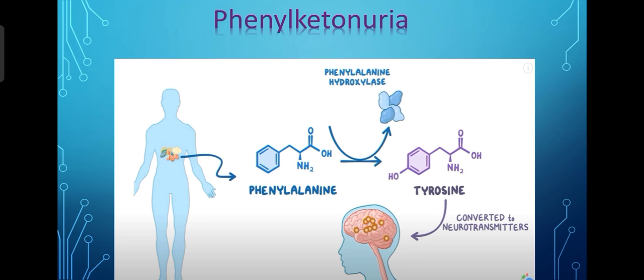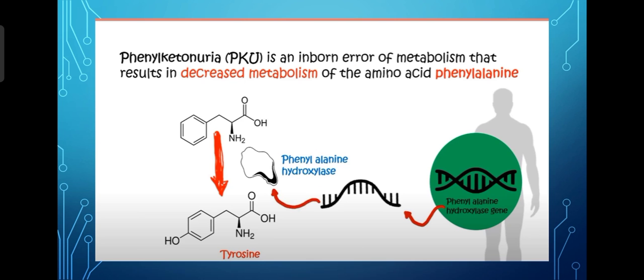So here you can see in the presence of the gene encoding for phenylalanine hydroxylase, the phenylalanine is converted into tyrosine by the reaction catalyzed by phenylalanine hydroxylase. The green one is the phenylalanine hydroxylase gene. In the presence of the gene, everything will be normal.